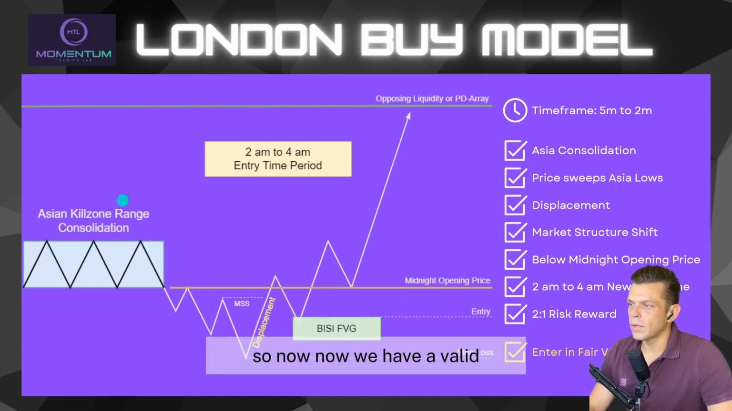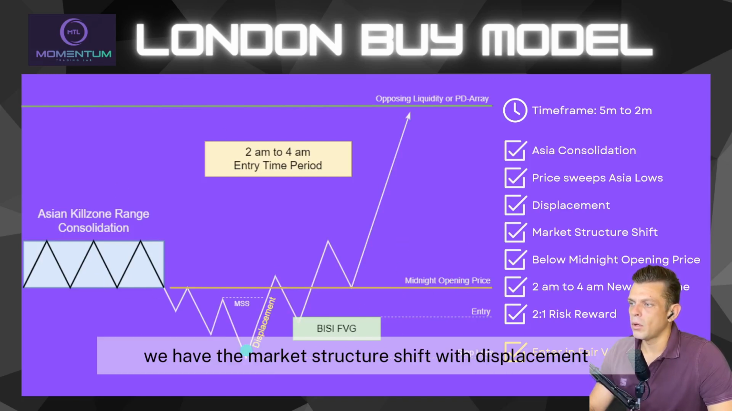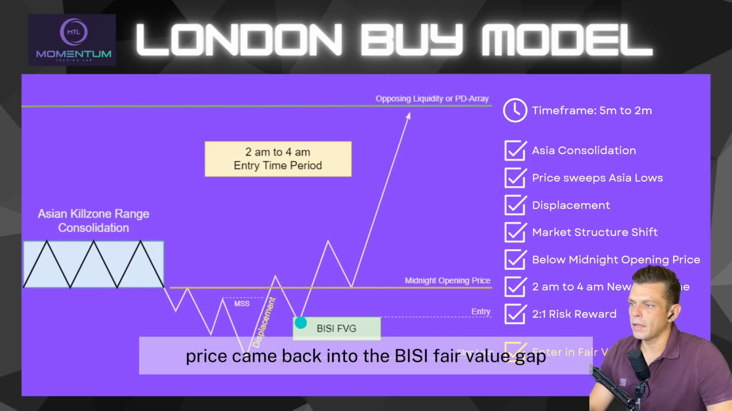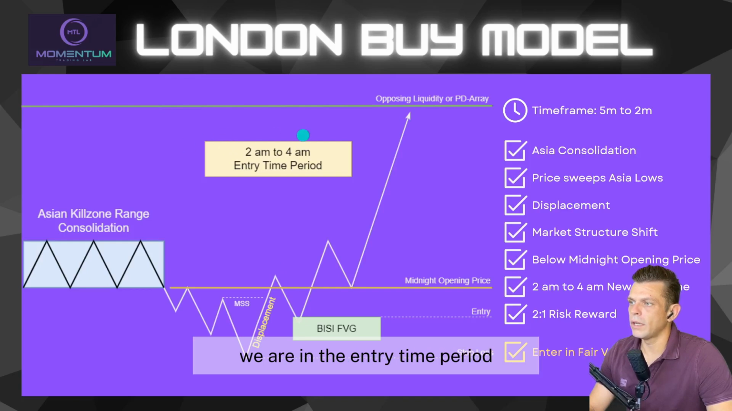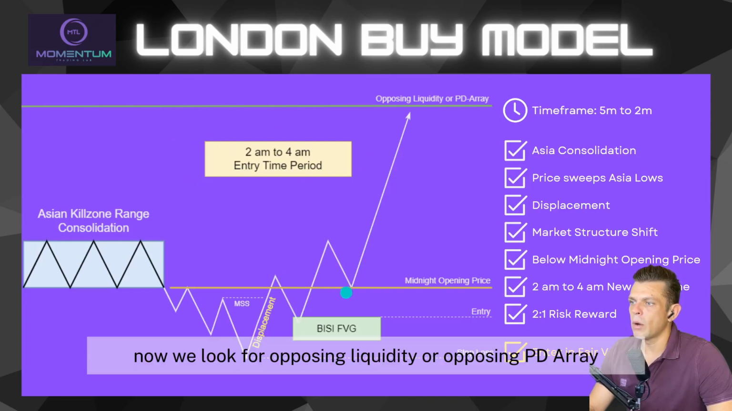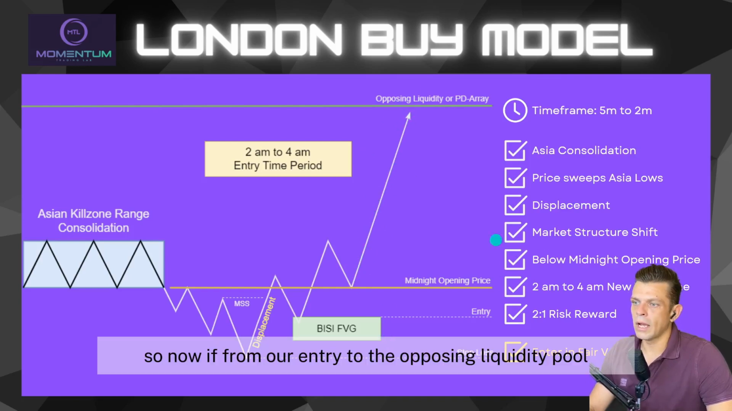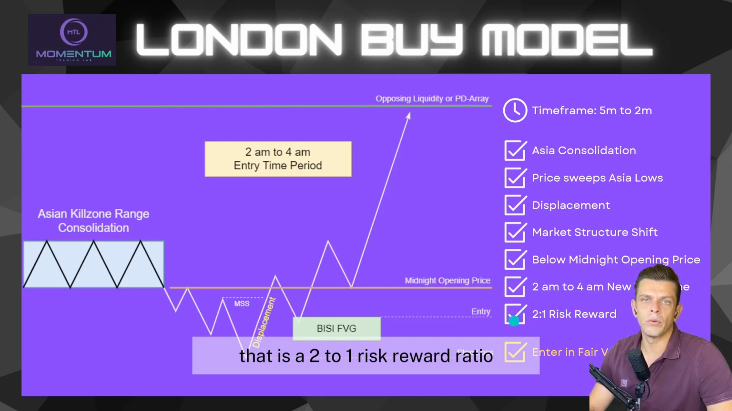So now we have a valid trade setup. We have the market structure shift with displacement. Price came back into the buy side fair value gap. We are in the entry time period. Now we look for opposing liquidity or opposing PD array for our take profit. If from our entry to the opposing liquidity pool, that is a 2-to-1 risk to reward ratio, then you can enter the trade.